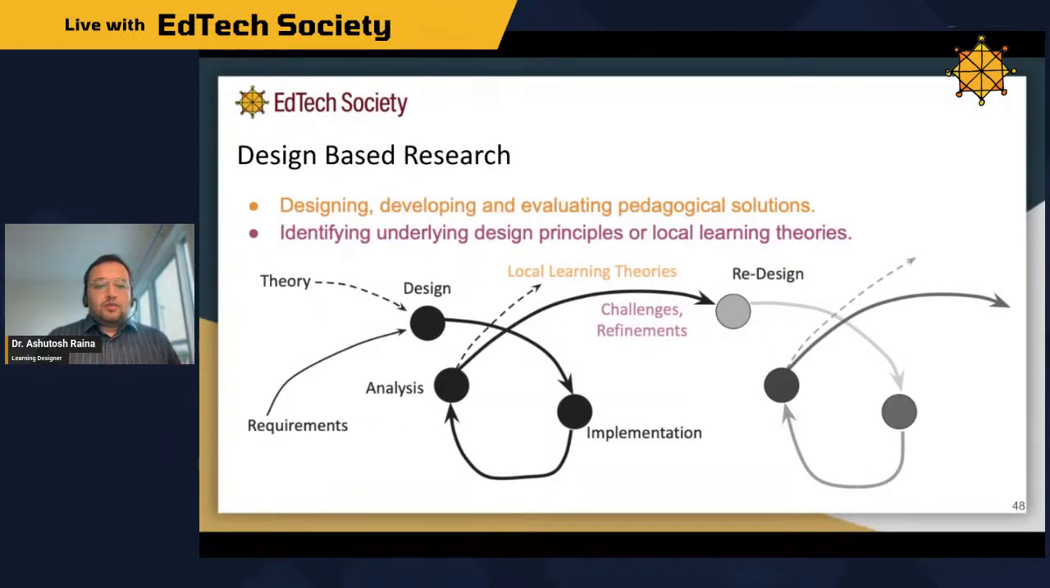Now, talking about how this entire learning environment was designed, we use something called design based research. This is very relevant for someone who is looking into designing learning environments. Design based research helps you in designing, developing, and evaluating a pedagogical solution, say the learning environment. At the same time, it also helps you identify certain design principles and local learning theories. If you were to design a learning environment, one question would be, is the learning environment working? And the second would be, how is learning happening in the learning environment?